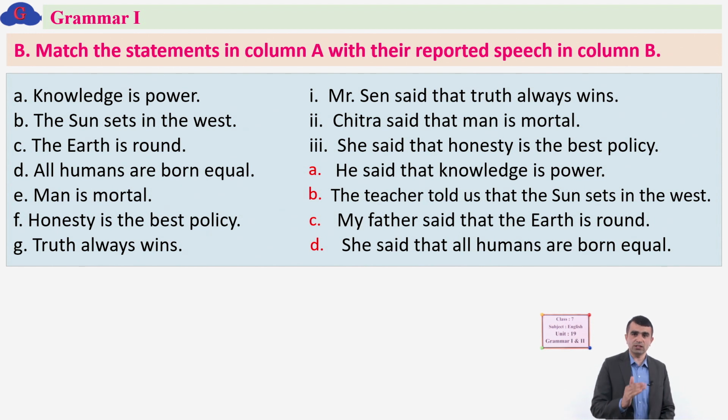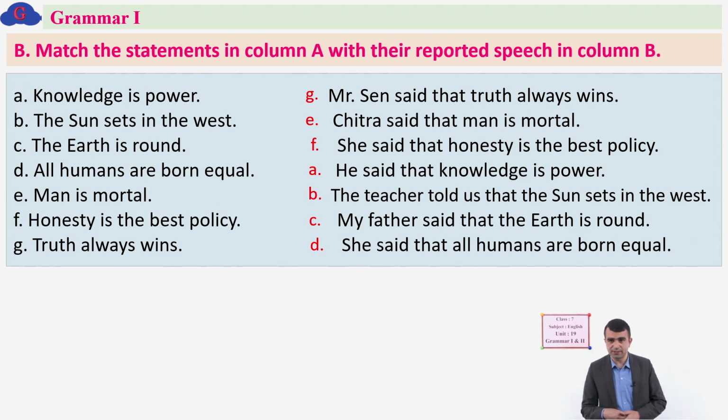Similarly, next statement is man is mortal. E. Now find reported statement. Good, that is, Chitra said that man is mortal. In the same way, F, honesty is the best policy. Where is it? Okay, number 3 on this side, column B. That is, she said that honesty is the best policy. And last one, truth always wins. Well, its reported statement is Mr. Sen said that truth always wins.